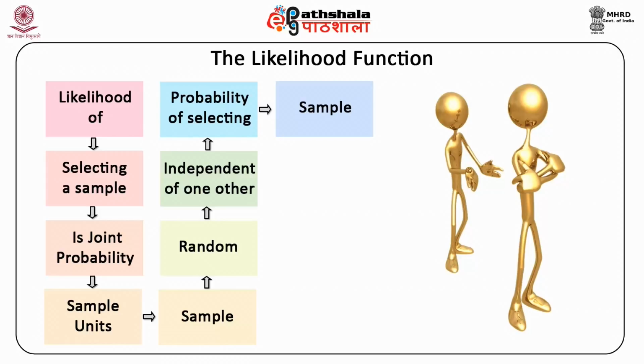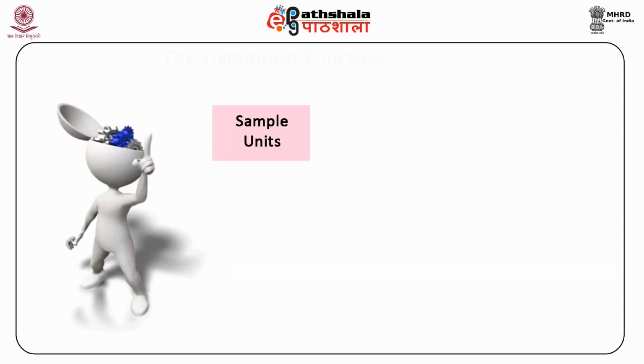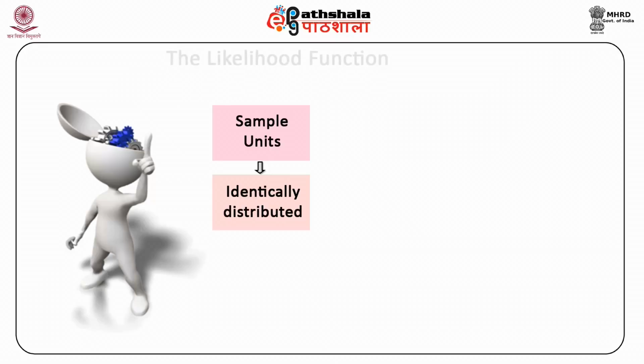The probability of selecting a particular sample is the joint probability of the sample units. Since these are independent units, the probability of the sample is simply the product of the individual probabilities of the sample units. In a random sample, all sample units are identically distributed. If we know how to derive the probability of a single unit, we will be able to similarly derive the probabilities of all the remaining units.